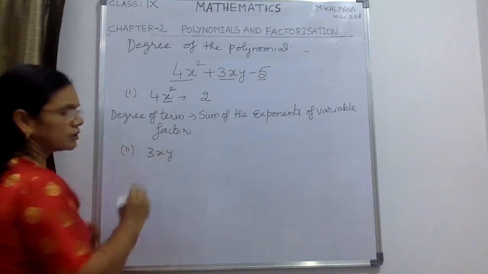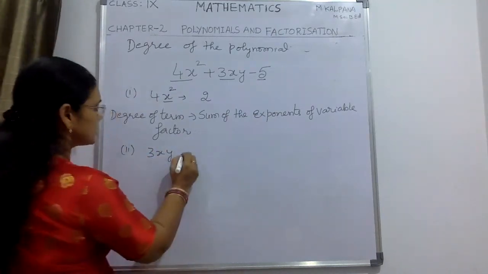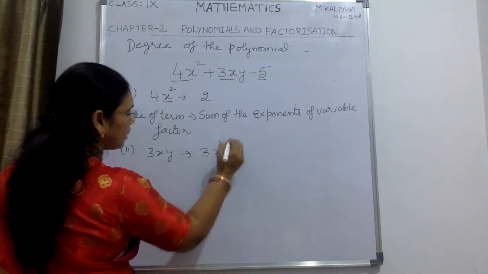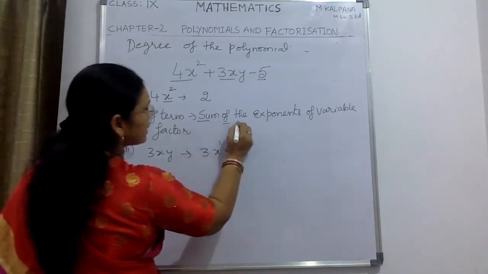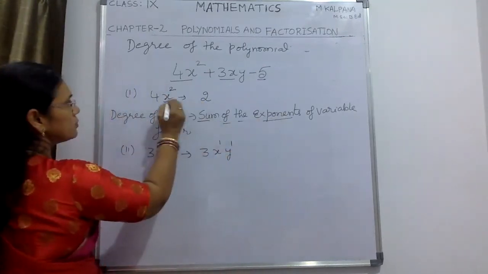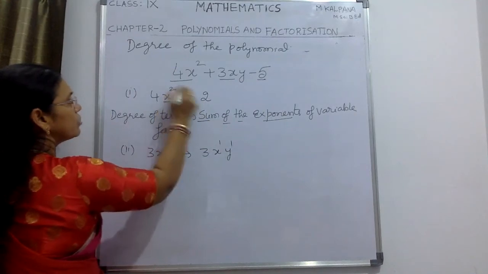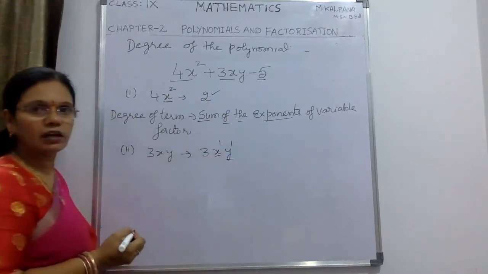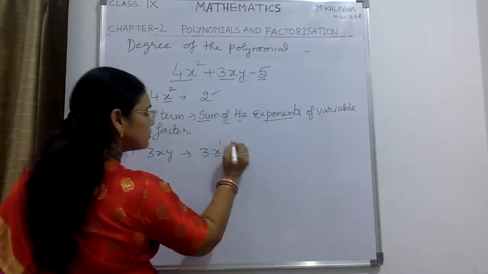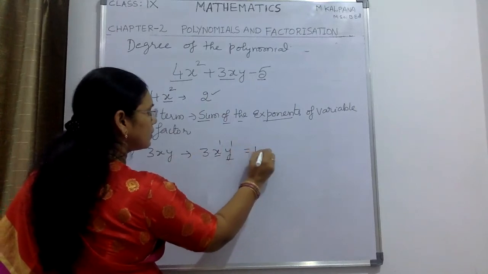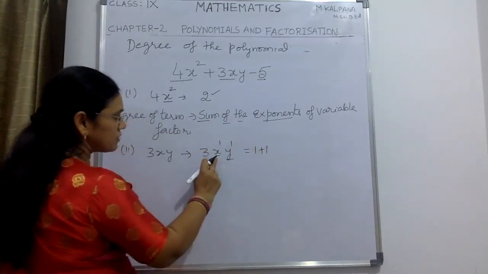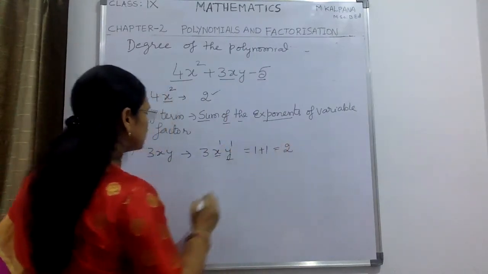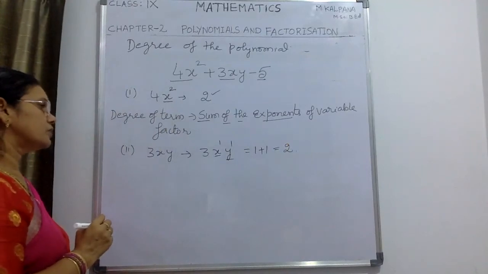3xy, that is 3x power 1, y power 1. What is our definition? Sum of the exponents of the variables. In the first term, there is only one variable, so we noted it as 2. But in the second term, there are two variables, x and y. So the sum of the exponents will become 1 plus 1. The exponent of the first variable is 1 and the second variable is also 1. So this becomes 2. Here also the degree of 3xy is 2.